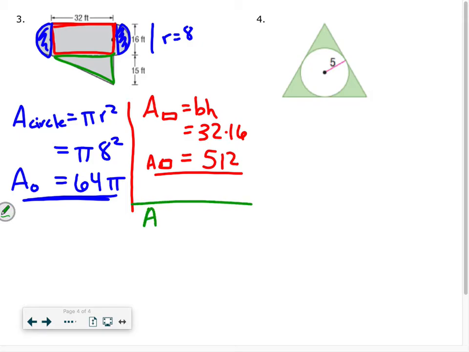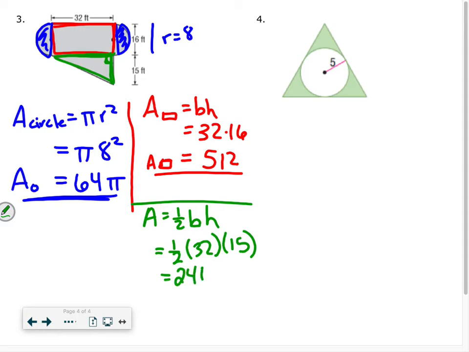And the last one is the triangle. So this length is 32. This length is 15. They're perpendicular, so one's the base, one's the height. So 1/2 times 32 times 15. We multiply that together, we get 240 for the area of the triangle.